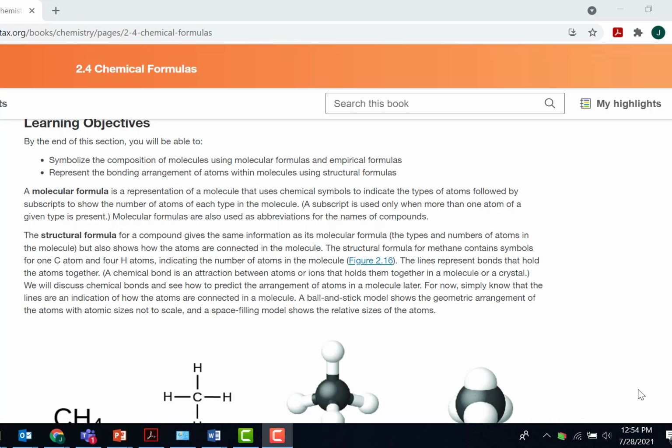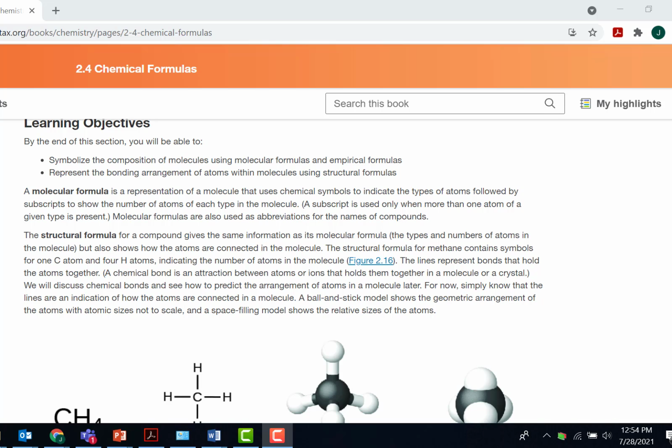Hello, everyone. We're going to talk about section 2.4 on chemical formulas. Once again, I'm going to be sort of moving through the textbook here because there are a few things that we are not going to get into as much detail on as you might think if you were to just read the textbook. So let's start with the learning objectives.